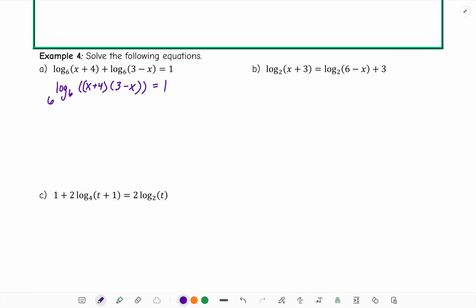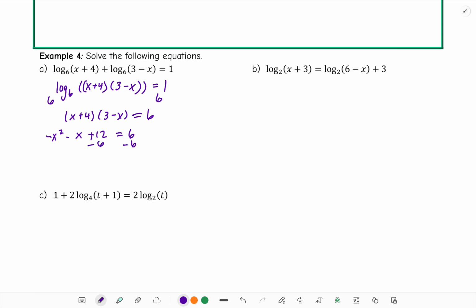Now I can cancel, because there's only a single logarithm, cancel the logarithm out by 6ing it up on both sides. Then we get x plus 4 times 3 minus x equals 6. Distribute the left-hand side, we get negative x squared negative x plus 12 equals 6. So I did distribute and combine like terms at the same time there. It's okay if you don't.